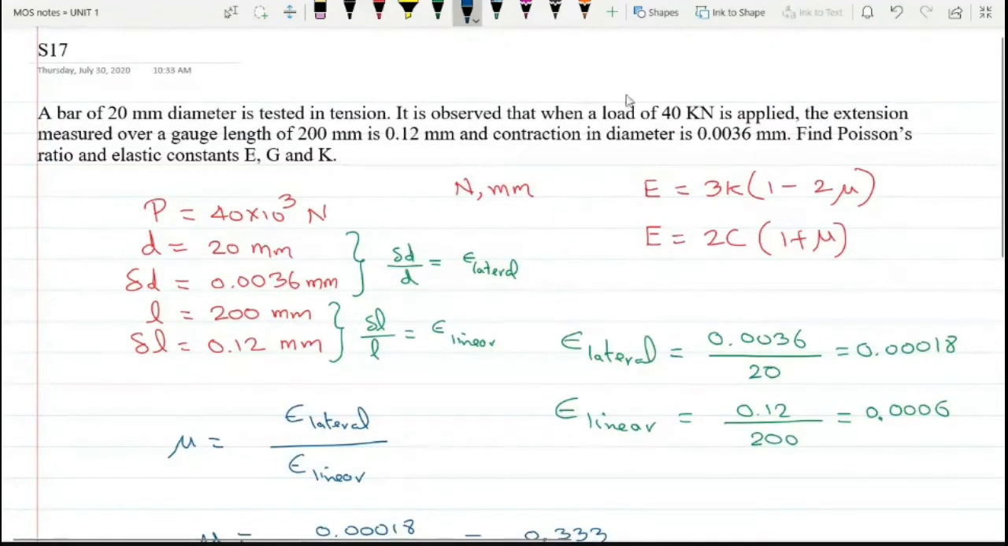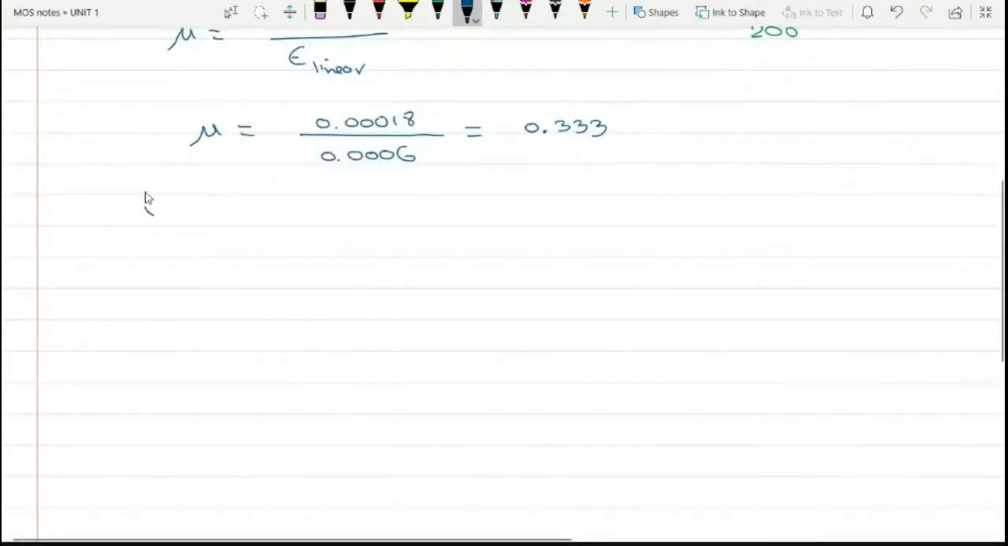So in this case, this is known. So the only thing is I have to identify Young's modulus. If I know what is my Young's modulus, then it is easy for me to calculate what is my bulk modulus or shear modulus. To identify my Young's modulus, let us proceed. You know that E is equal to stress by strain. Make sure this strain is linear. It is not lateral. It is always linear. So let us identify what is my stress value.